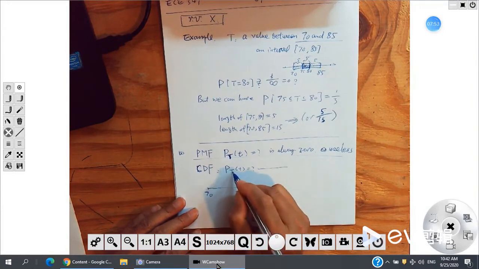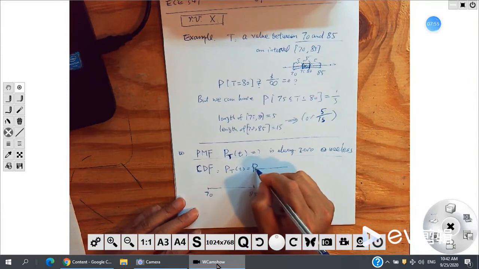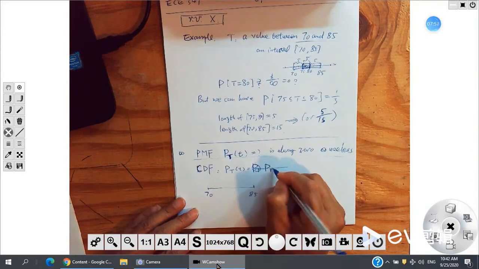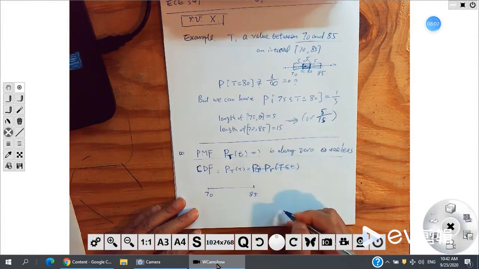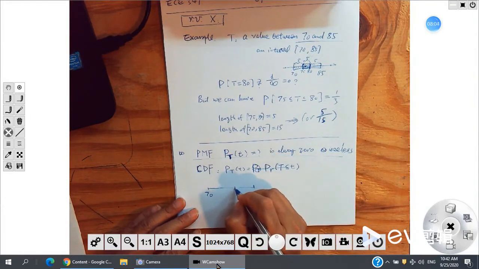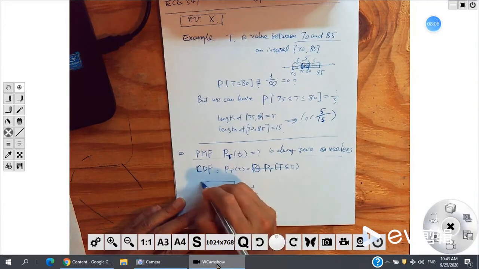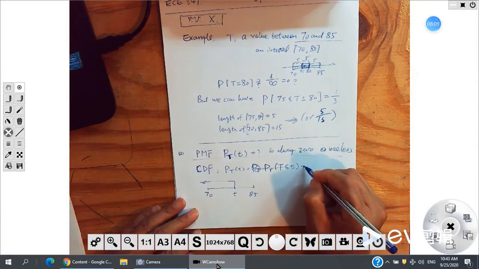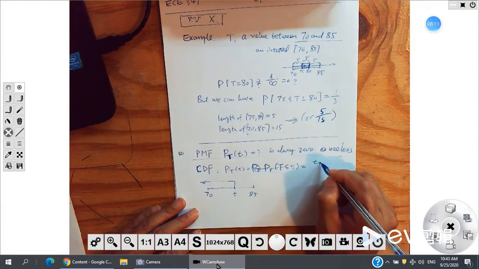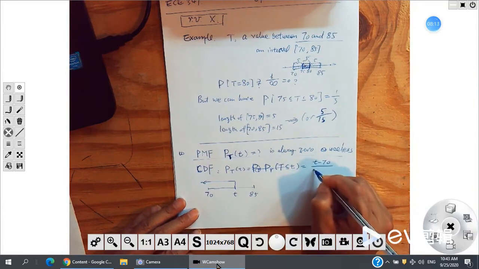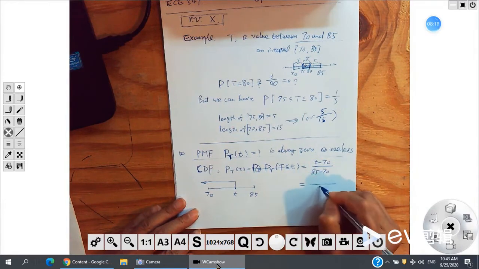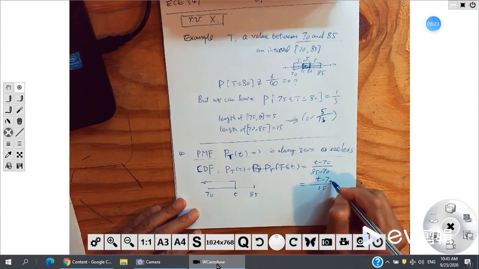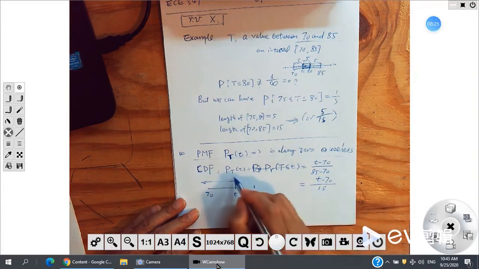And this one is actually the probability of capital T smaller than or equal to lowercase t. So suppose this is t, then it is this side, right? So the length will be t minus 70 out of 85 minus 70. The overall is 15, and the numerator will be t minus 70, right? So we still have this one.